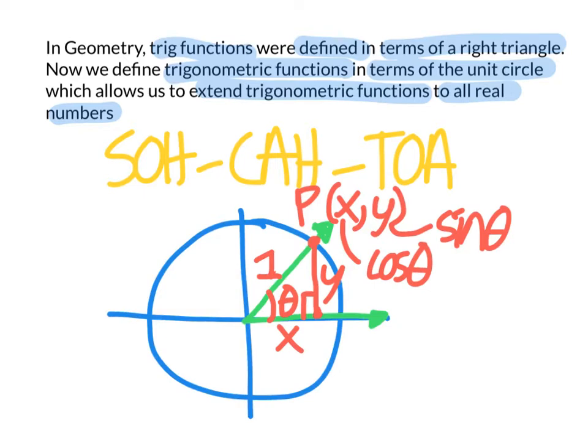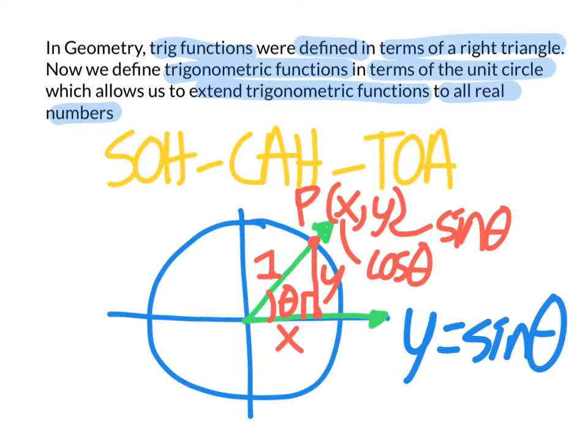So we know that sine of theta equals opposite over hypotenuse, thus opposite equals hypotenuse times sine of theta. We know here that the radius is always 1, so that means that the hypotenuse is always 1. That means that just opposite equals sine of theta. The opposite side is y, therefore y equals sine of theta.